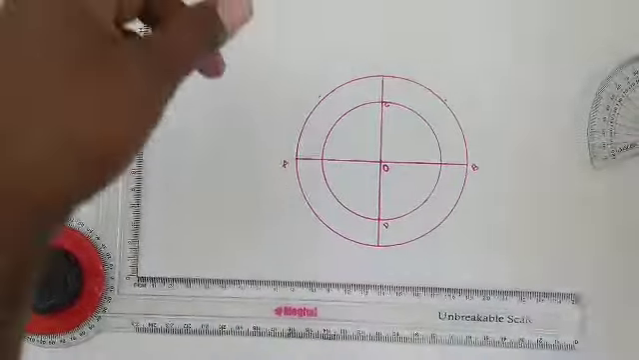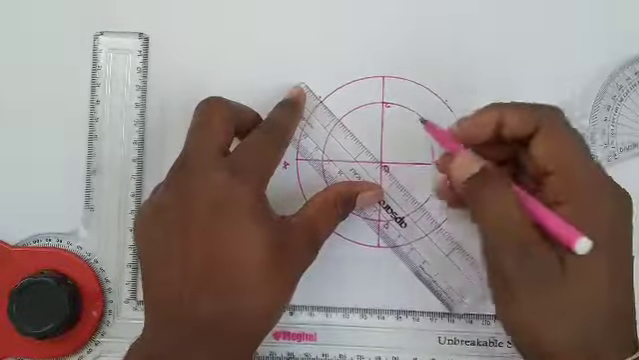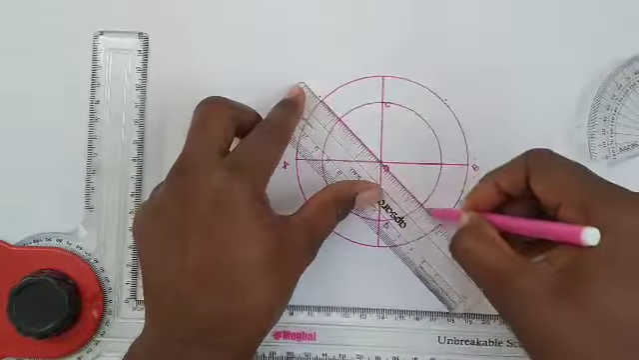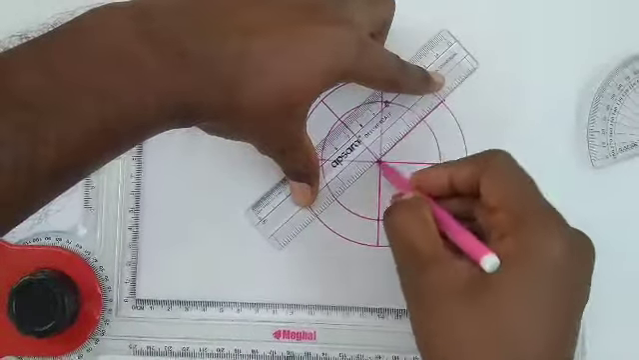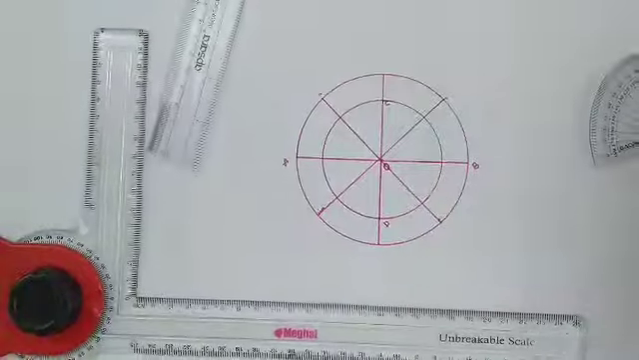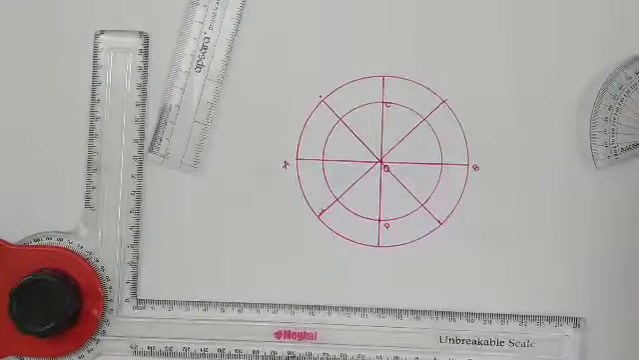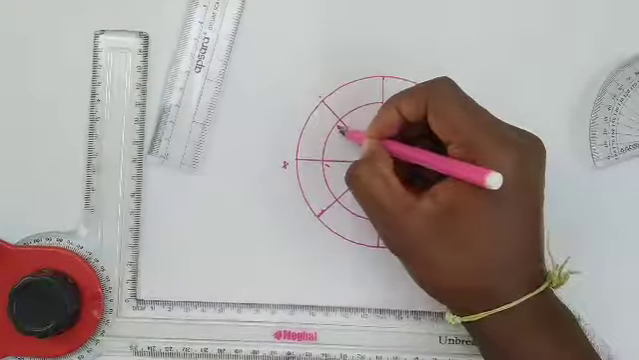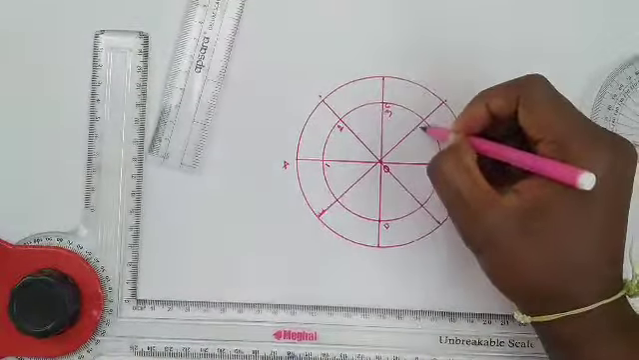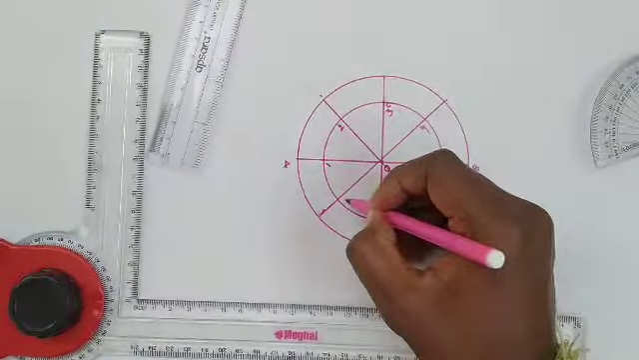Let's draw lines equal to 45 degrees from the center point. Then both circles are divided into 8 equal parts. Next, name them: this is 1, this is 2, this is 3, this is 4, and 5, 6, 7 and 8 parts.